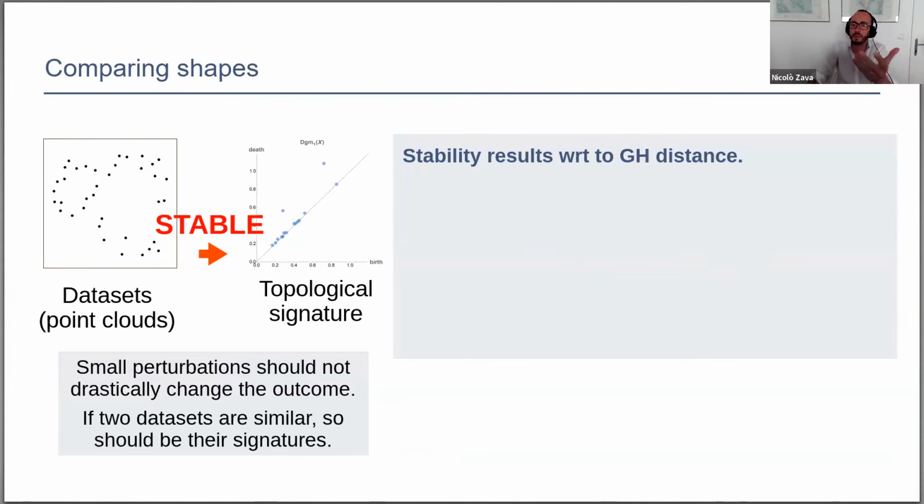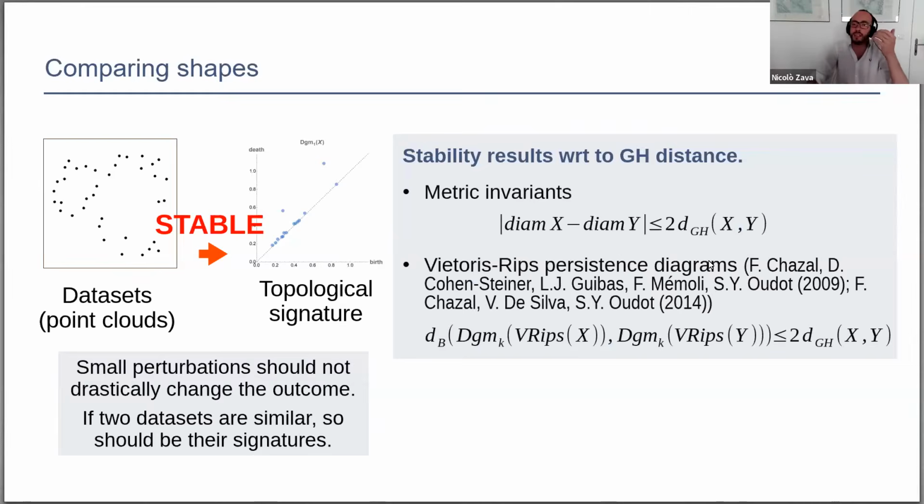So we can write some stability results. Of course, these are not the only stability results you can find in the literature, but you can use the Gromov-Hausdorff distance to show stability of certain topological signatures. Starting from the very silly example of the diameter, you erase everything, you just save the diameter of a metric space. The difference between two diameters is bounded by twice the Gromov-Hausdorff distance between the original metric spaces. More refined, the Vietoris-Rips persistence diagrams are also stable in this sense.